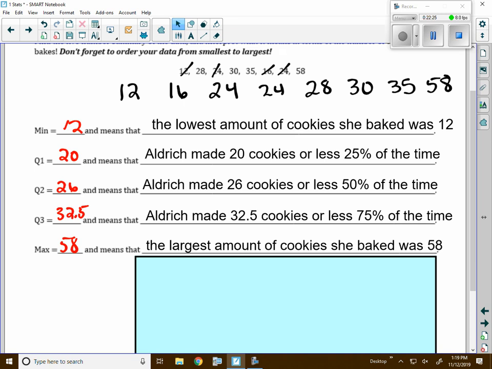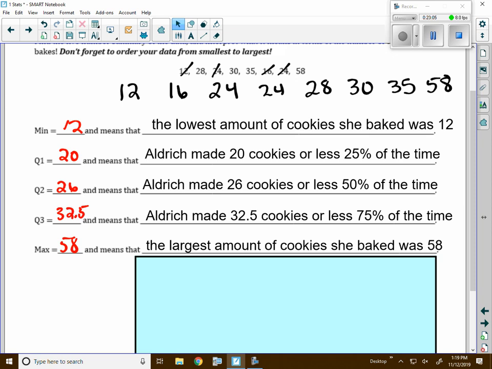Okay, for sake of time, I'm going to go ahead and show you the sentences. Obviously, min and max. The least amount of cookies she baked was 12. The most she baked was 58. But I want to look at the Q's. So Q1. Miss Aldrich made 20 cookies or less 25% of the time. Q2 would be she made 26 cookies or less 50% of the time. And then she made 32 and a half cookies or less 75% of the time. So remember, it'll always be at that number, whatever your Q number is, or less.